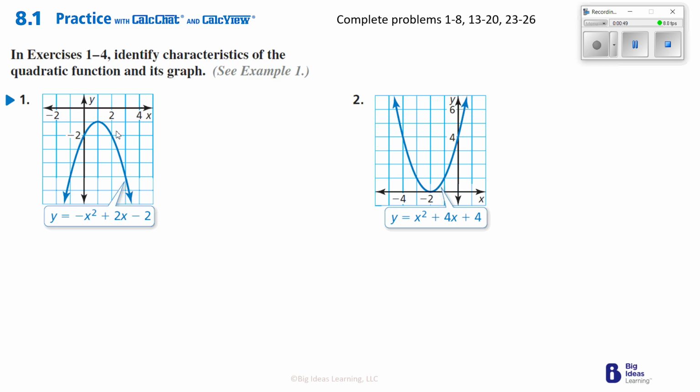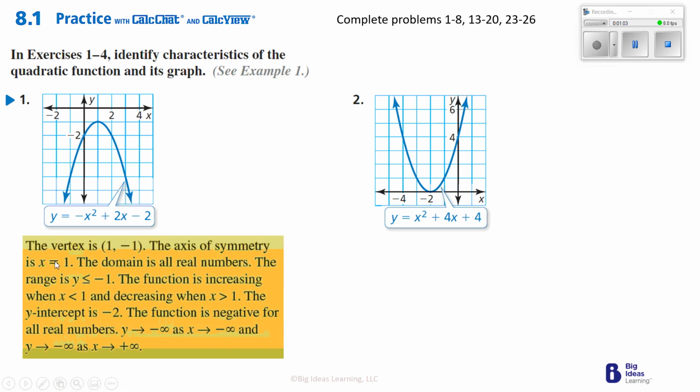I also know that as x goes to infinity, or x goes to negative infinity, y will go to negative infinity. As x goes to positive infinity, y will still go to negative infinity. All right, so here we go. The vertex is (1, -1), like I said. The axis of symmetry is x equals 1.